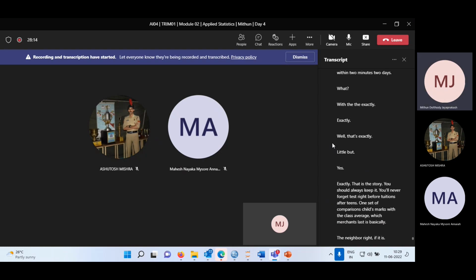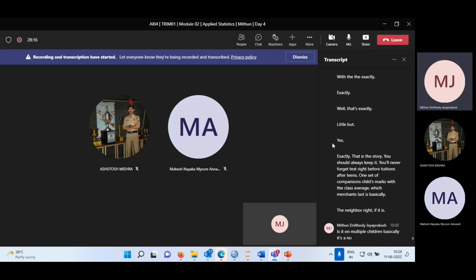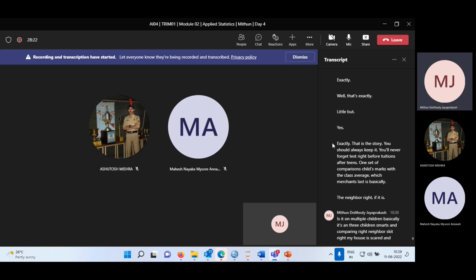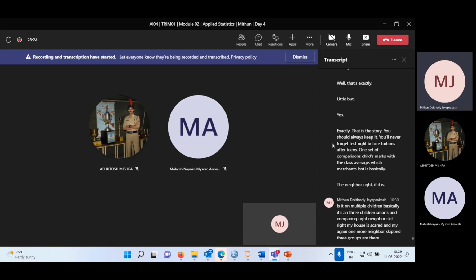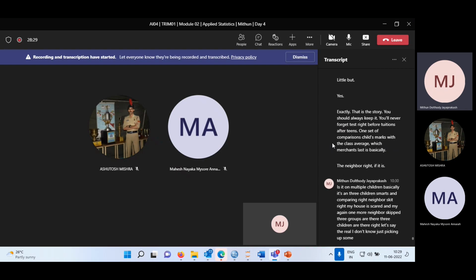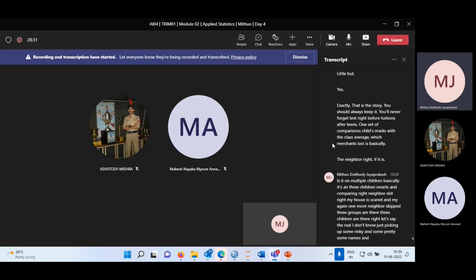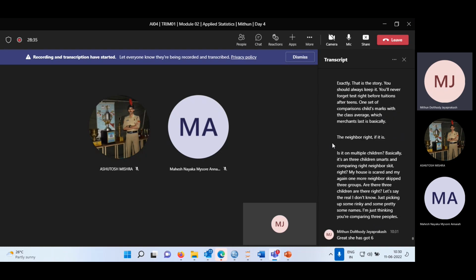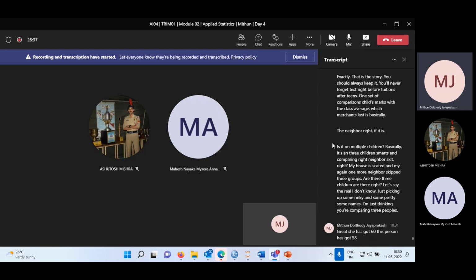If there are multiple children, basically it's an ANOVA. 3 children's marks I'm comparing, right? Neighbor's kid, my house's kid, and one more neighbor's kid. 3 groups are there, 3 children are there. Let's say Rhea, Rinki and Preeti, some names I'm just picking. You are comparing 3 people, right? She has got 60, this person has got 58, that person has got 53, correct?